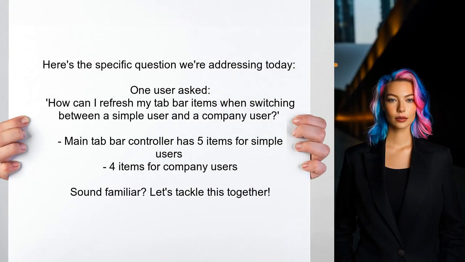Here's the specific question we're addressing today. One user asked, how can I refresh my tab bar items when switching between a simple user and a company user? They have a main tab bar controller with 5 items for simple users and 4 items for company users. Sound familiar? Let's tackle this together.